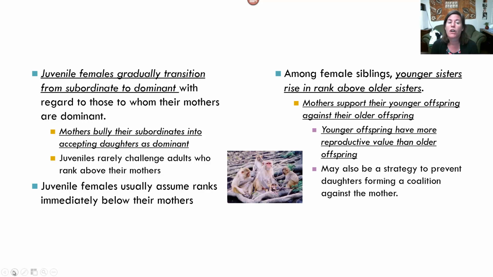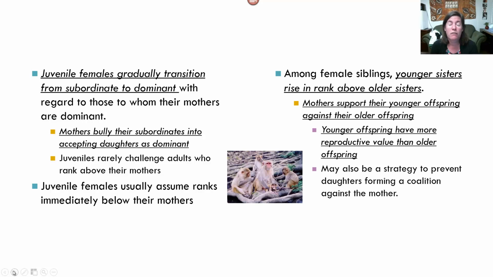Juvenile females, though, gradually transition from subordinate to dominant with regard to those to whom the mothers are dominant. Mothers then bully their subordinates into accepting their daughter as dominant, and these juveniles rarely challenge adults who rank above their mothers. Juvenile females usually assume ranks directly below their mothers. Among female siblings, younger sisters rise in rank above older sisters, and this is because mothers support their younger offspring against their older offspring.